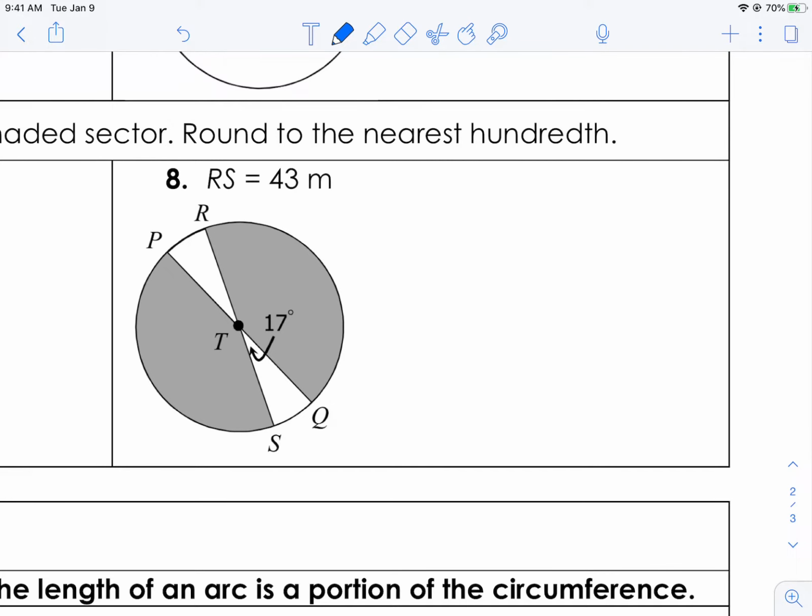Okay, so I know that these are both 17 degrees, but I want the shaded. So I'm gonna do 360. Actually, you could just do 180 minus 17 because that is a diameter. So I'm just gonna do that. I'm gonna do 180 minus 17, and you get 163. So those are both 163 degrees. Okay, so then my intercepted arcs, I'm going to add those two together.